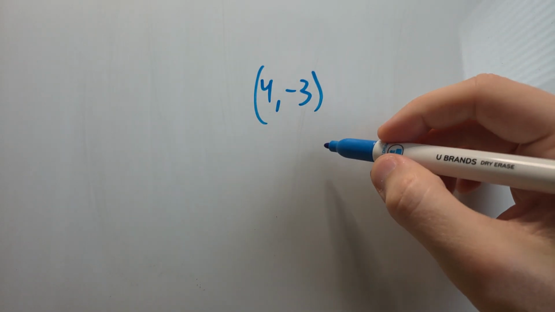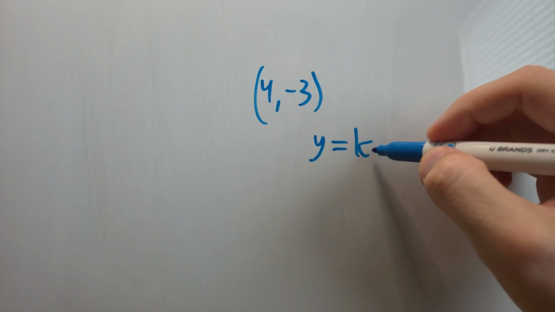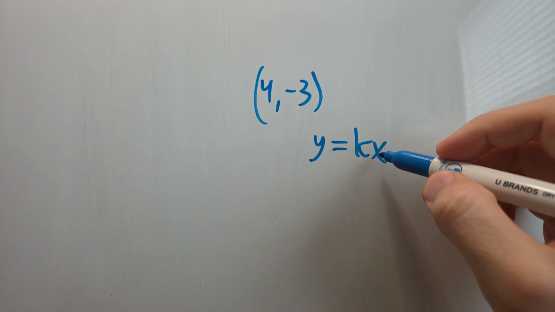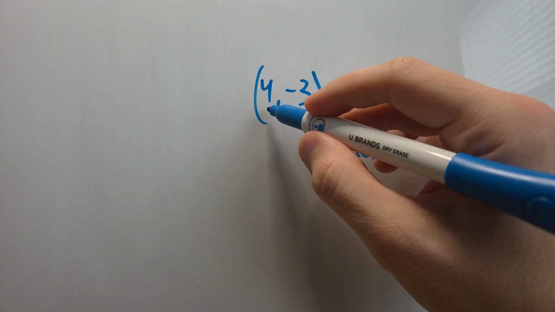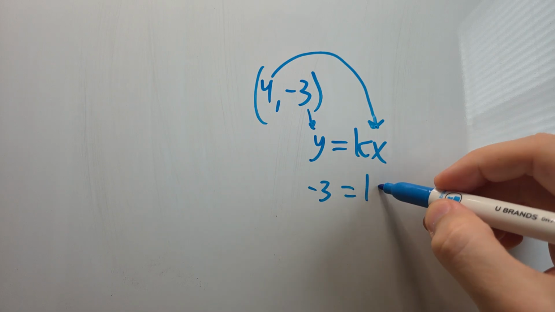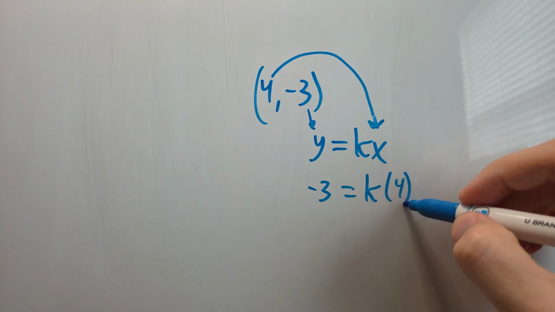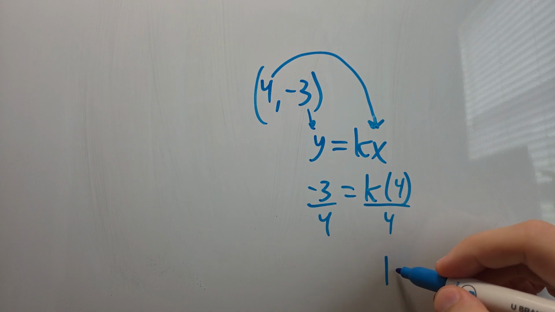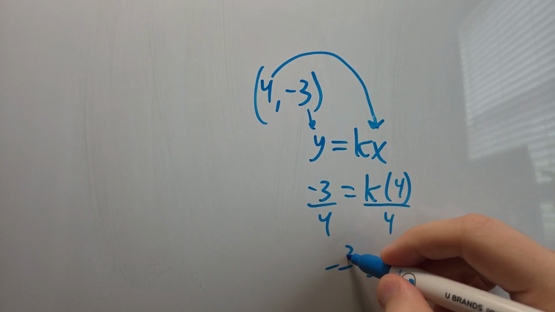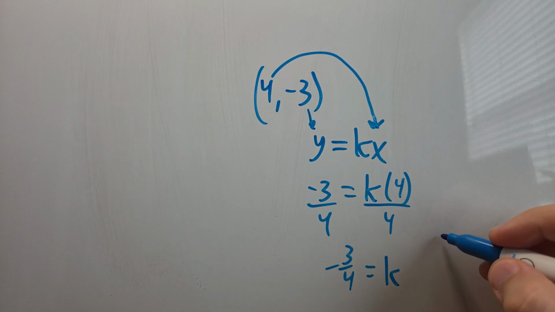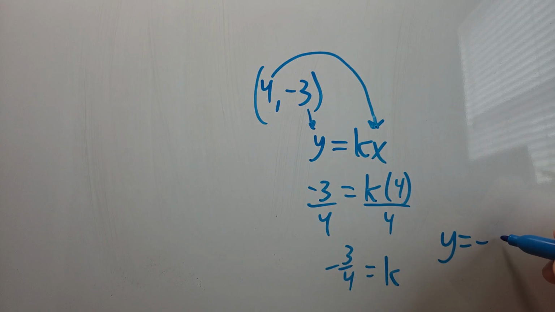So if we're given this point, we're going to default by going to this, y equals kx, plug in y and x respectively, that's -3. And then +4 will go right here. So -3 is equal to our constant times 4. Divide by 4. And here our constant of variation is -3/4. So an equation of the direct variation here would be y equals -3/4 times x.